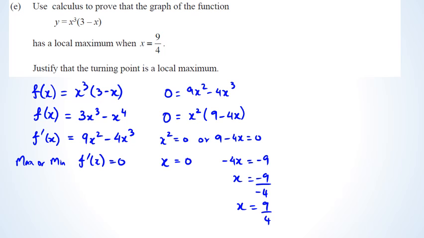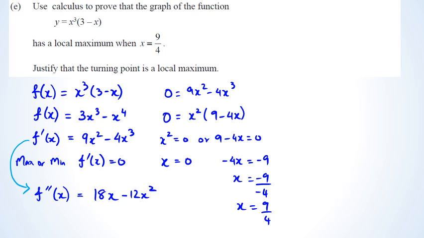Now at this point, you've got the 2 points where it could be a local maximum or local minimum. It says justify that the turning point is a local maximum. I don't know if you guys have done this before, but what you could do is work out the second derivative. So you've got f dash of x, then you differentiate it one more time, so you get f double dash of x. Now f double dash of x: 9x squared differentiates to 18x, and minus 4x cubed differentiates to minus 12x squared.